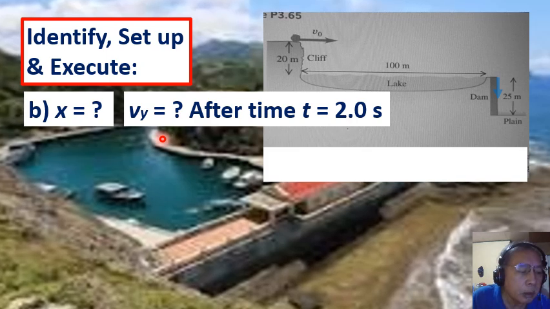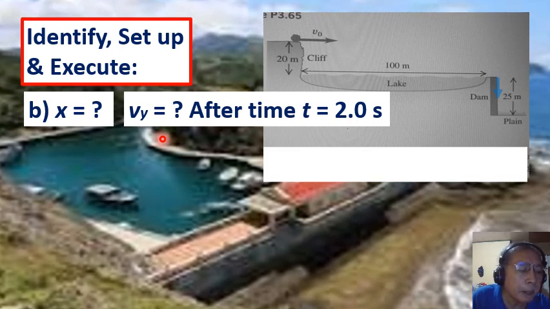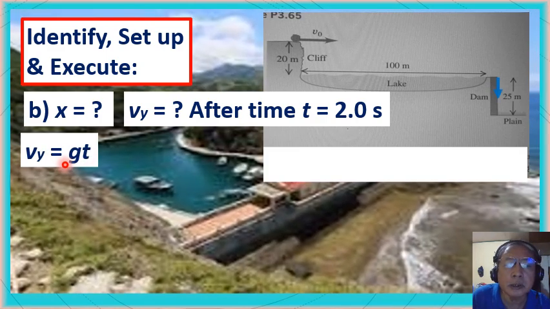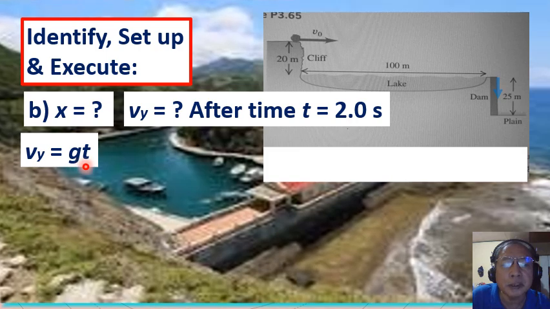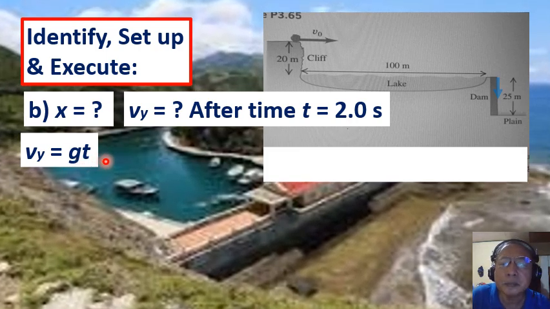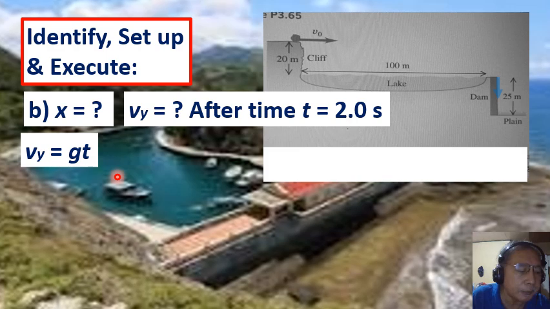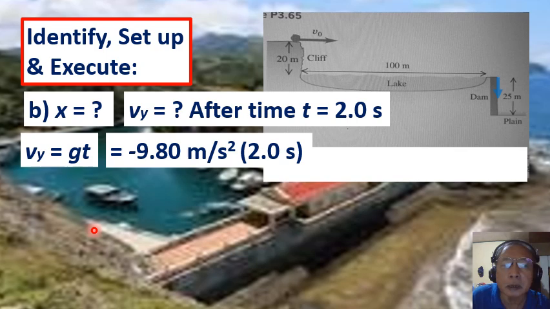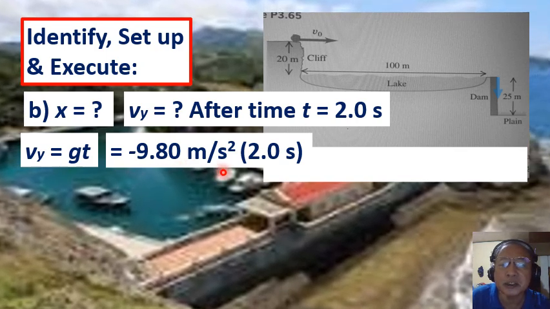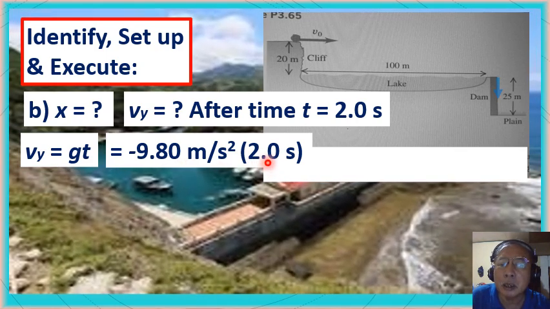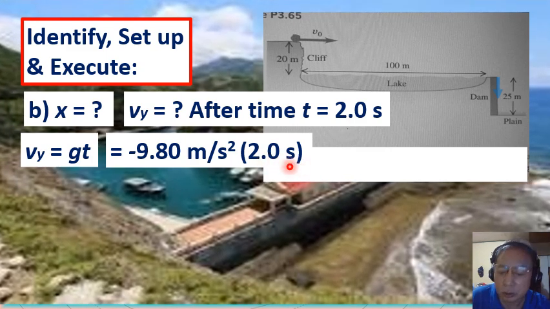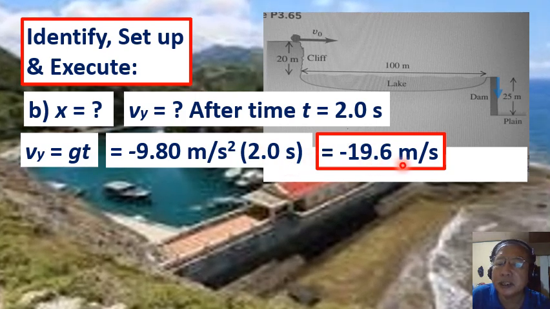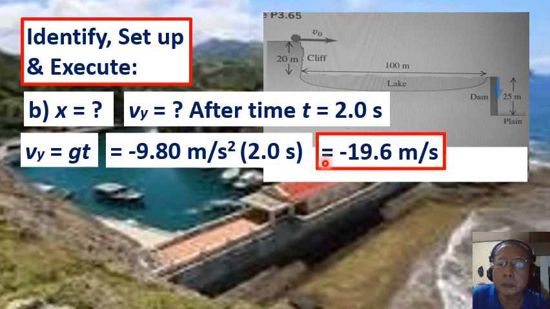We can get the value of v sub y using the formula v sub y equals the product of acceleration due to gravity g and the time t. That is, v sub y equals negative 9.80 meters per second squared multiplied by the time of 2.0 seconds. So we get v sub y equals negative 19.6 meters per second.